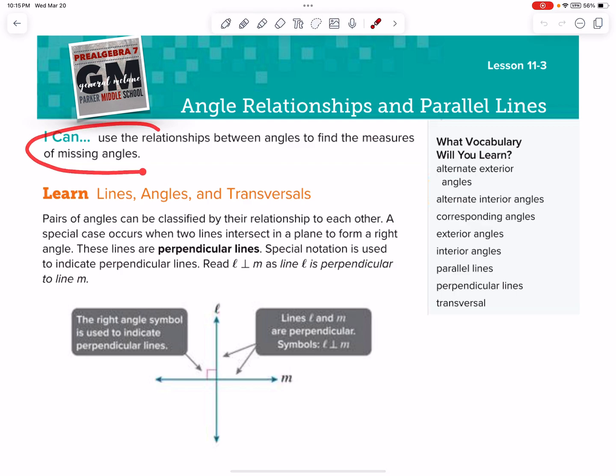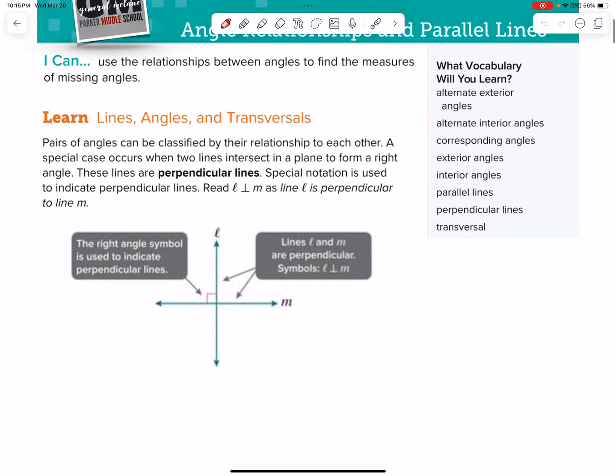It says, I can use the relationship between angles to find measures. Like I've said before, this is one of my favorite modules because it's really like a puzzle once you start understanding all these rules about angles and their relationships with each other.